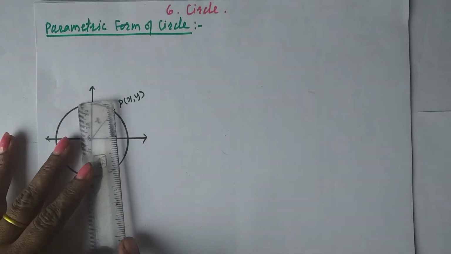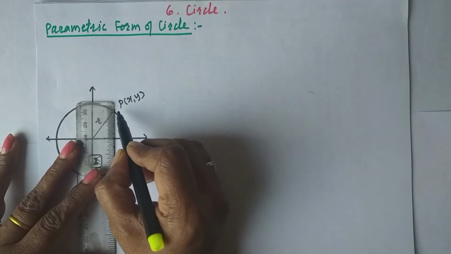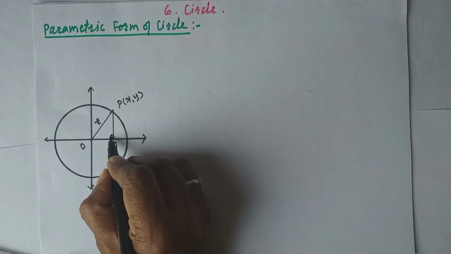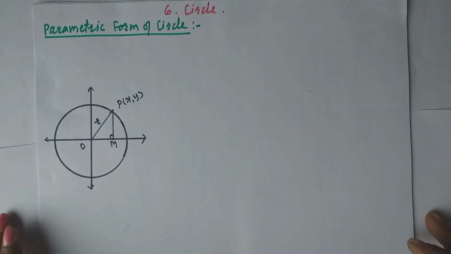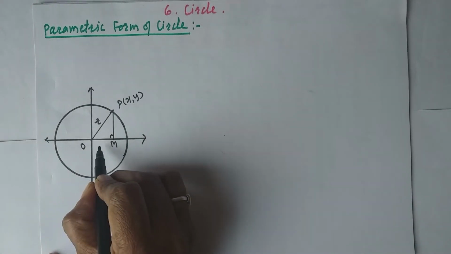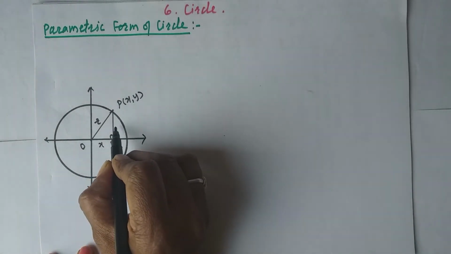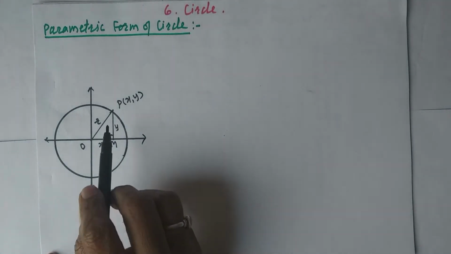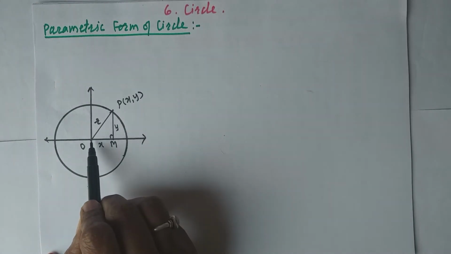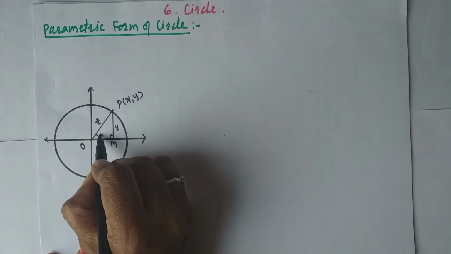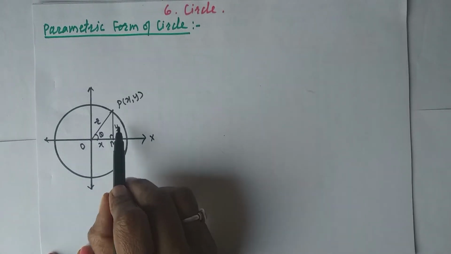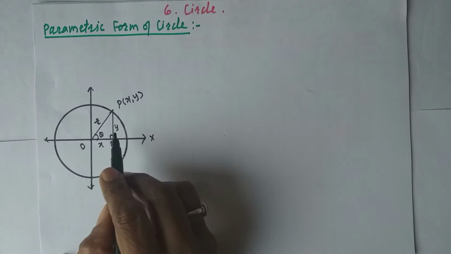Now you draw perpendicular from point P on x-axis. Suppose this is perpendicular PM on x-axis. Then we know that if point P has coordinates x and y, then this distance OM is nothing but x and this distance PM is nothing but y. Now we will consider that this OP makes angle theta with positive direction of x-axis. Means major angle XOP is theta.